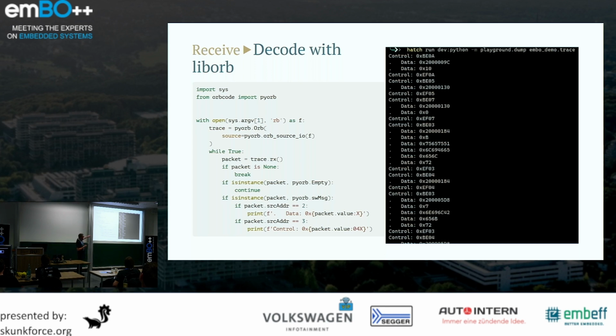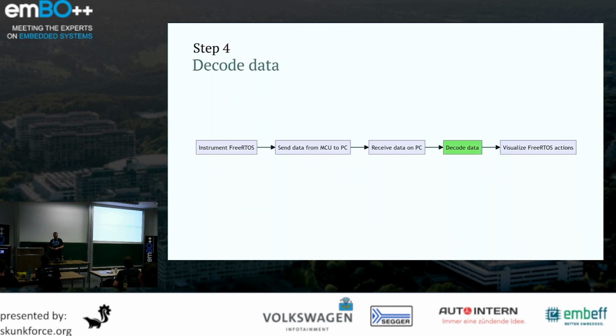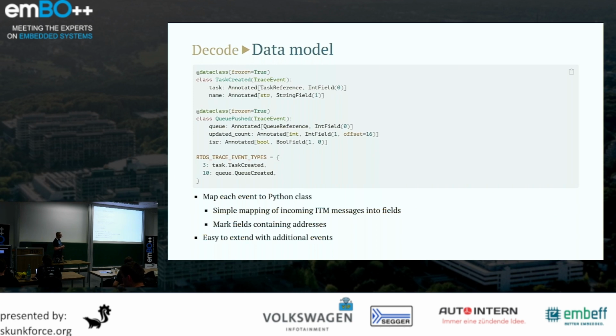And we can see that there is PyOrb SWMSG type that captures the ITM packet, and we can differentiate different stimulus ports by checking the specific attribute and output the data as we want. So we are good to go. We can do something with the data. We can decode it into something more useful, for example, some Python structure, a bit of metaprogramming to simplify the coding of all this data.